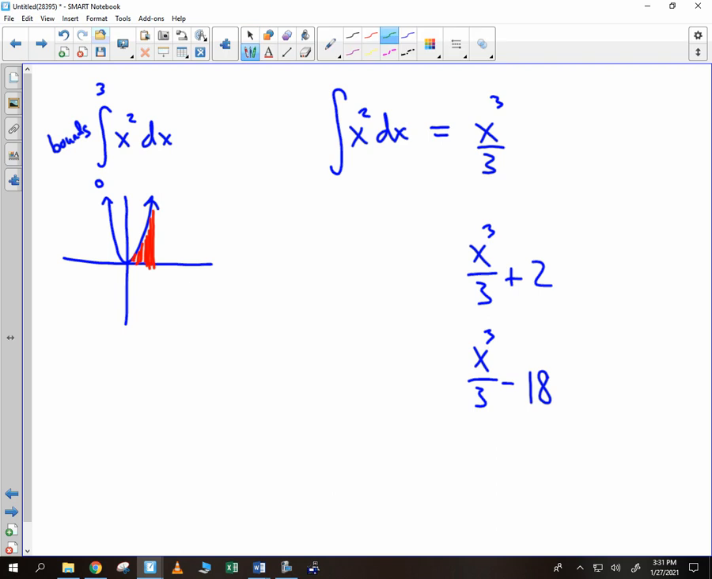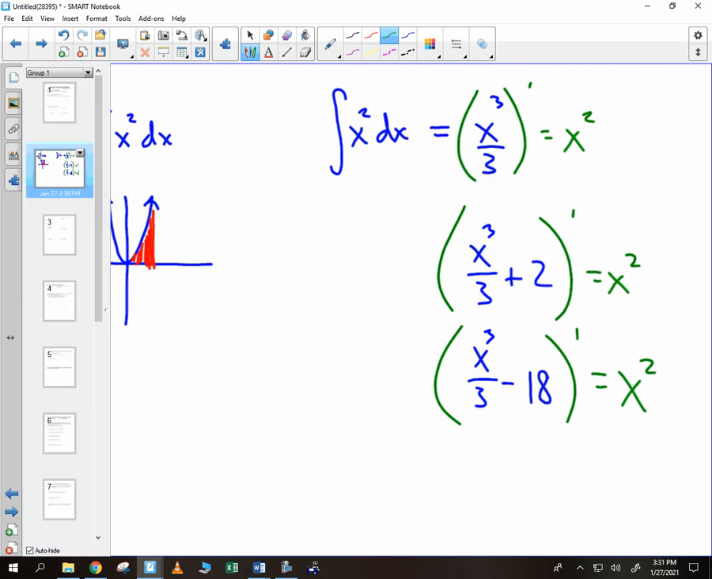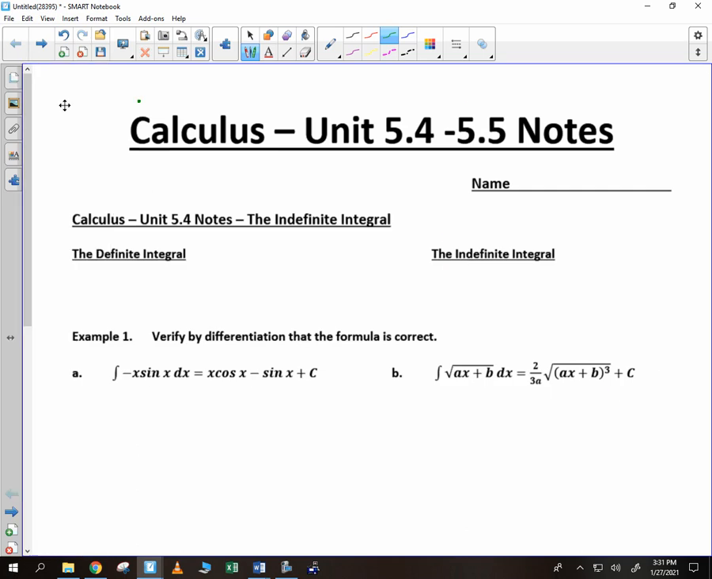Why? Because when you take the derivative, you get x squared. And when you take the derivative here, notice that you get x squared, and then the derivative of 2 is 0. And when you take the derivative of this, you get x squared, and the derivative of negative 18 is 0. So there's an infinite number of antiderivatives. And so when you have an indefinite integral, what we do to show that we can have any constant on the end is we write this.